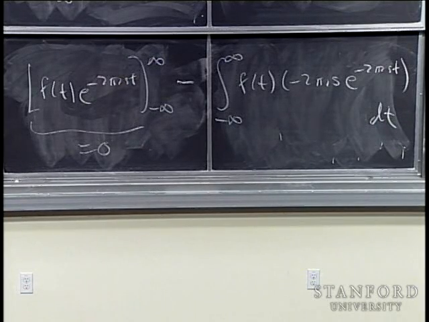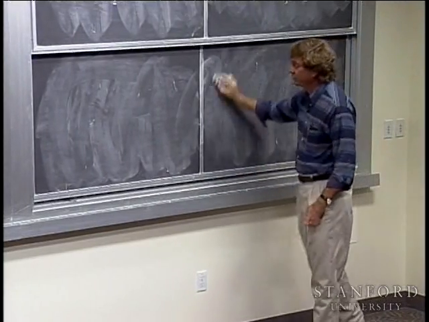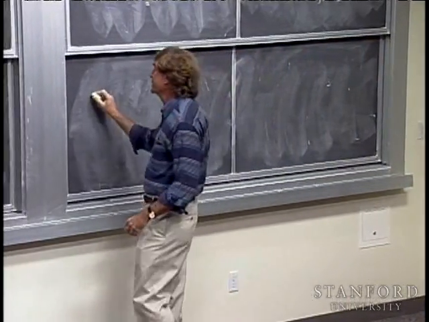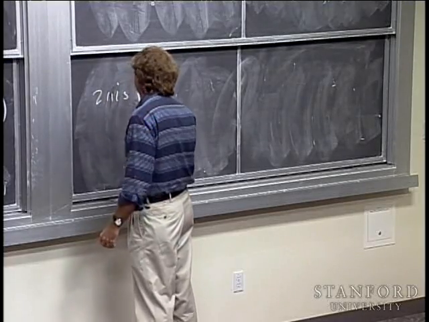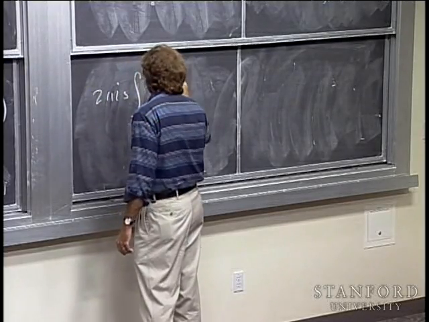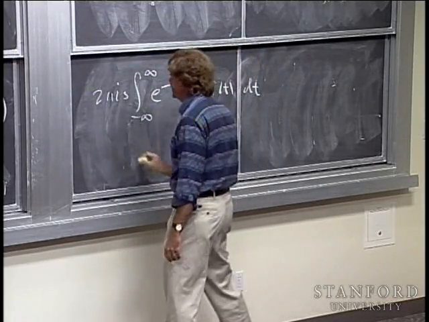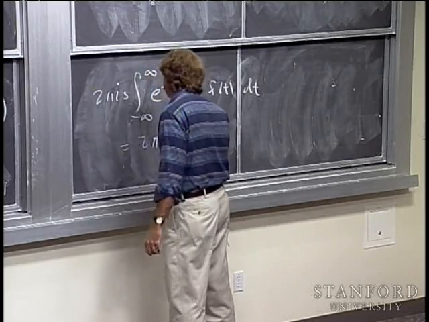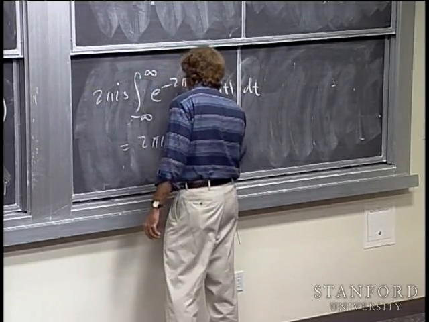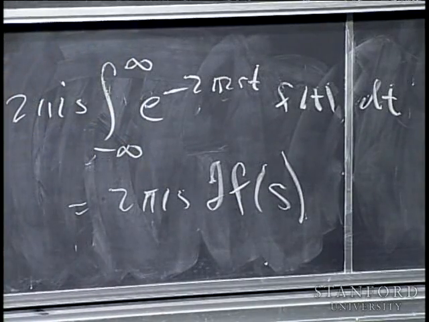But in the integral, the minus signs cancel, minus a minus. And that 2 pi i s comes out of the integral as a constant when I'm integrating with respect to t. So this is 2 pi i s times the integral from minus infinity to infinity of e to the minus 2 pi i s t f of t dt. And that's just 2 pi i s times the Fourier transform of the original function. That's all there is to it.